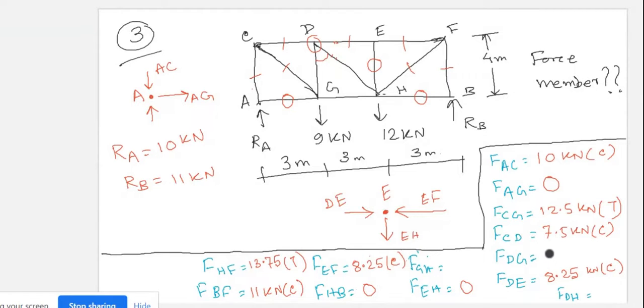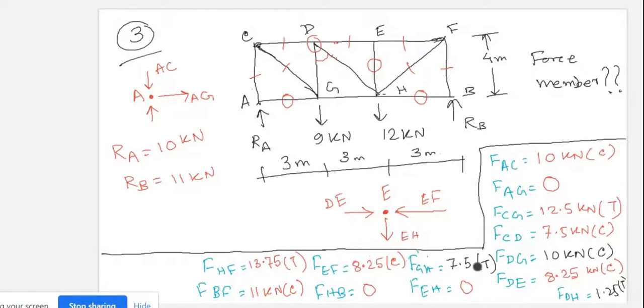I have written FDG as 10 kilonewton compressive, FDH is 1.25 tensile. Sir, FDH is 1.25, sir. FDH 1.25 is coming, right? And 10, yes sir, it's tensile. Then it's correct. It means my solutions are correct. So 7.5, and it is coming tensile.